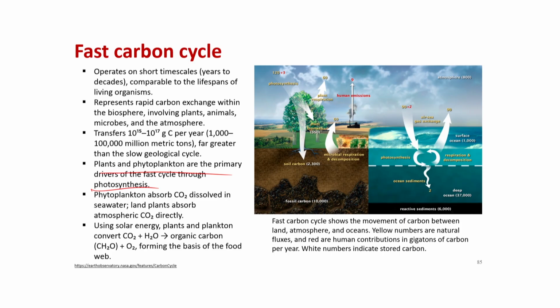And this cycle is much higher compared to the slow cycle, and it keeps on going continuously, at about 10 to the power 15 to 10 to the power 17 grams of carbon per year, or 1,000 to 100,000 million metric tons of carbon exchanged through this cycle. And this is primarily the basis of the bioorganism system working all around it, right. That cycle is going on continuously, and that is how the basis of life continues.